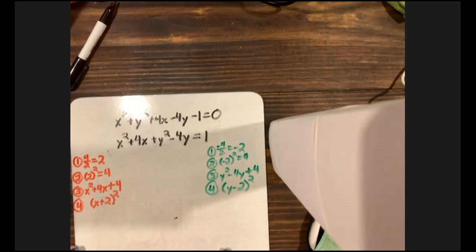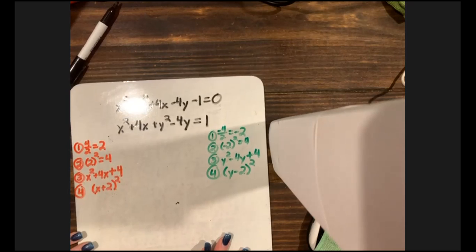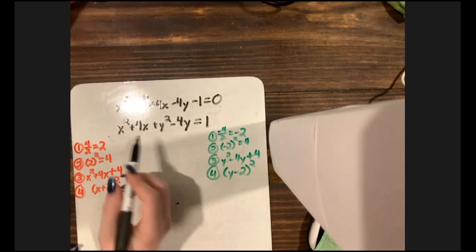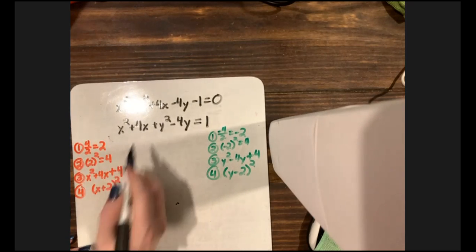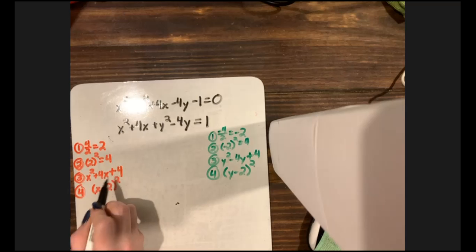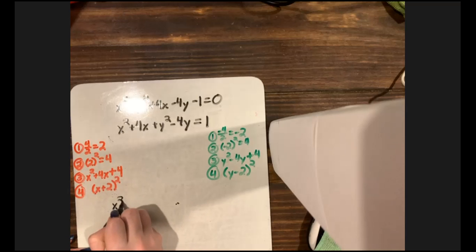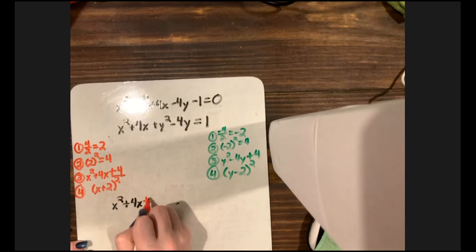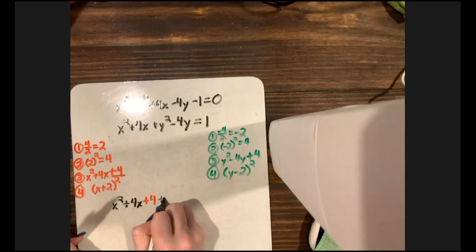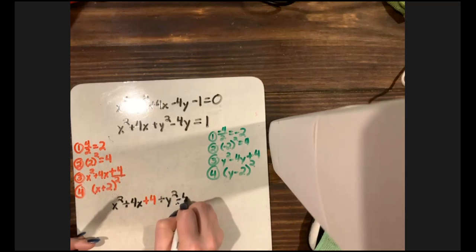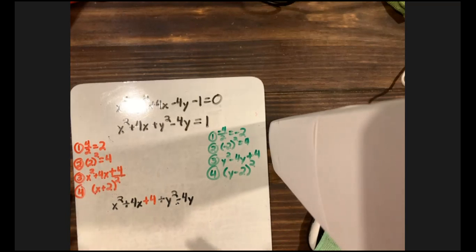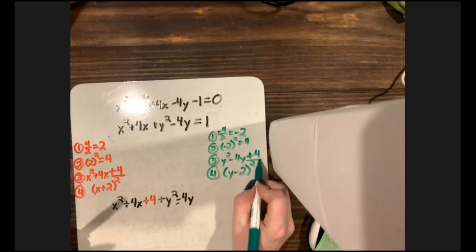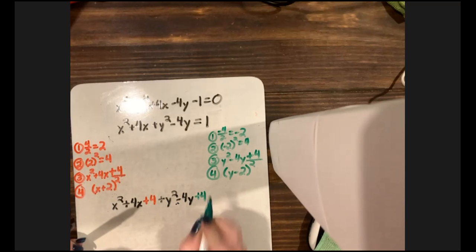Okay, here is where I'm going to start to use some color. I need this to look like what I have here in line 3. So I've got X squared and a 4X, but I need that plus 4. So I'm going to put it here and use red just to show where I pulled that number from. Then I need Y squared minus 4Y, but again, I need it to look like line 3. So I need this plus 4 here.